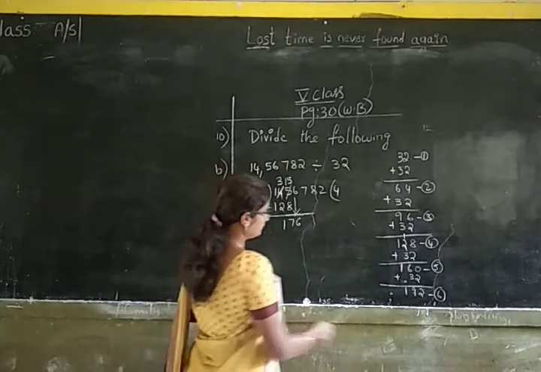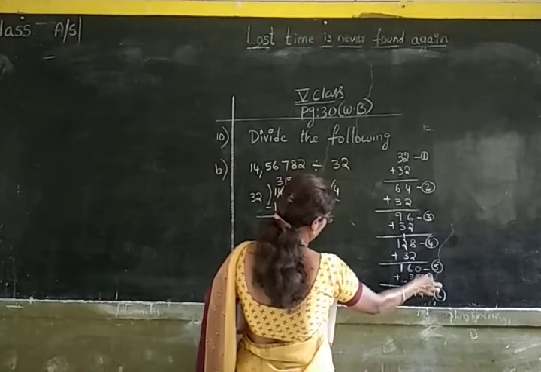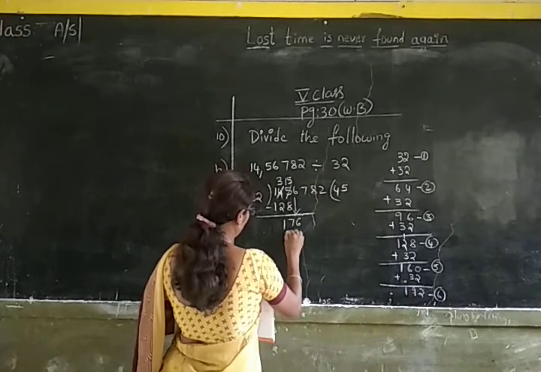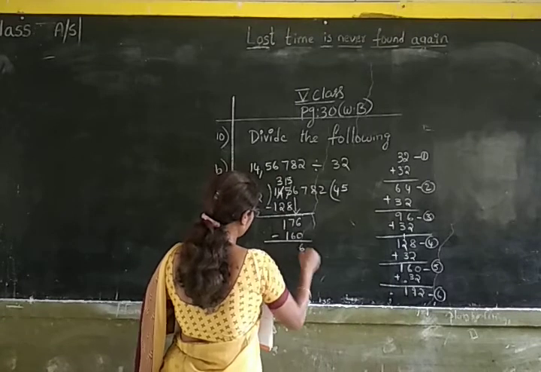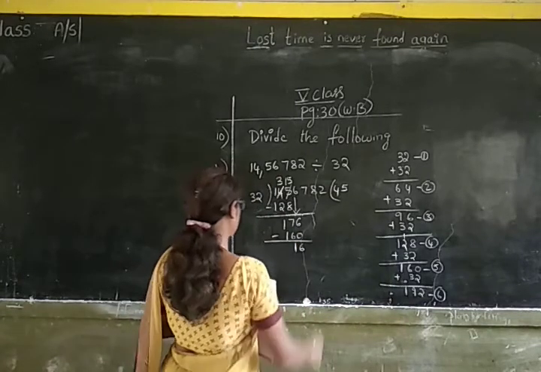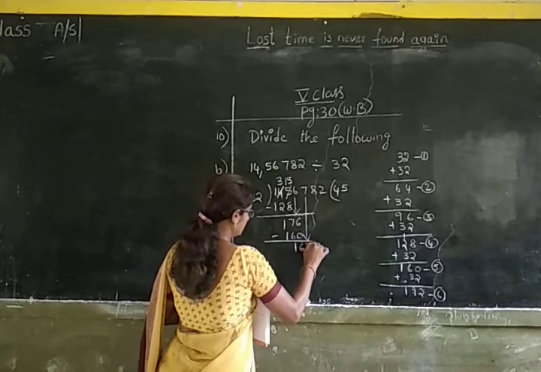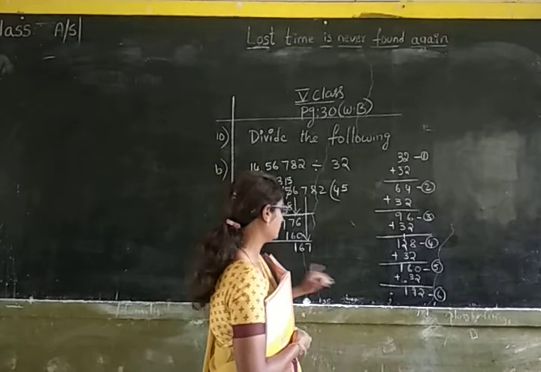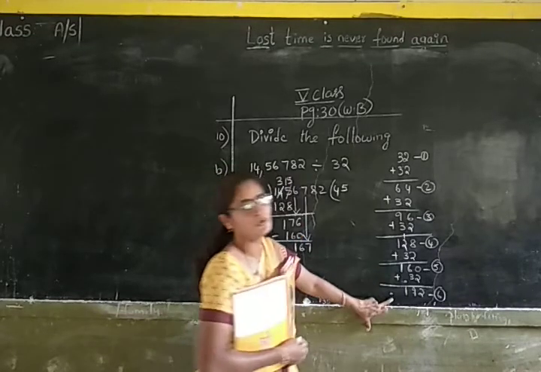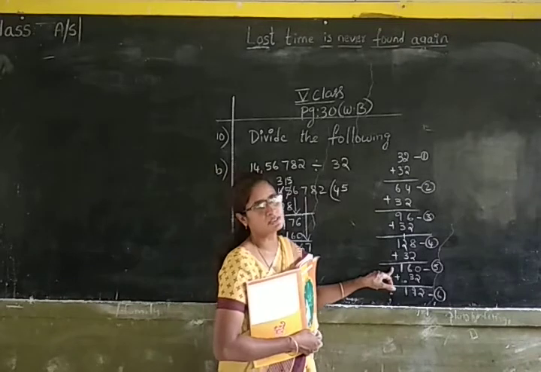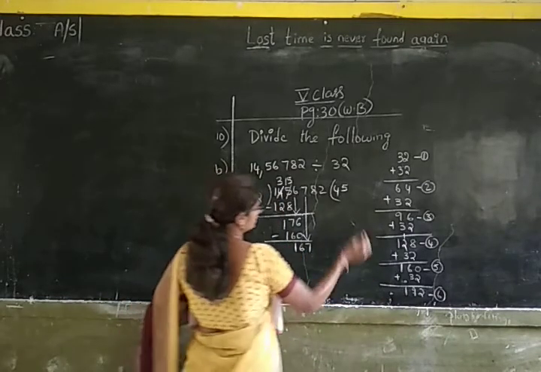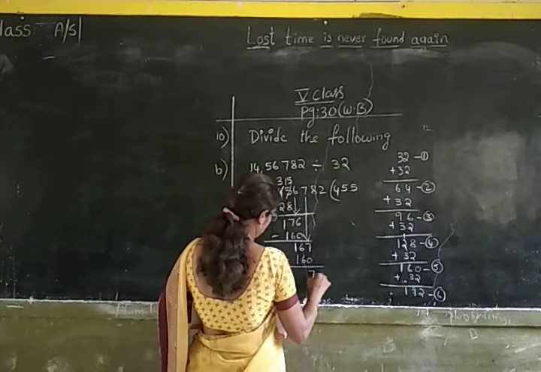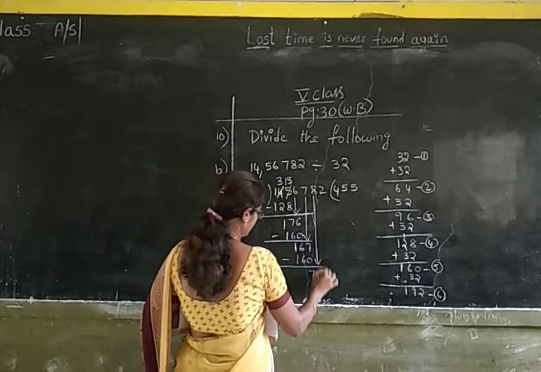If we take 192, it will be bigger. So you have to take 160. So, 5 times. 32 fives are 160. 6 minus 0 is 6. 7 minus 6 is 1. Bring down 7. So, let us see how many times 32 goes in 167. If we take 192, it will be bigger. So we have to take 160. So 32 goes 5 times in 167. So 7. Now bring down 8.